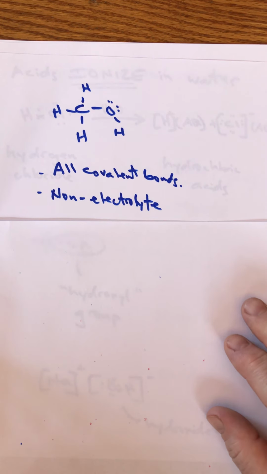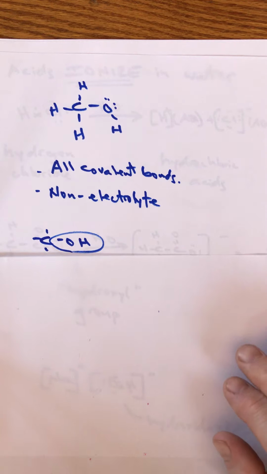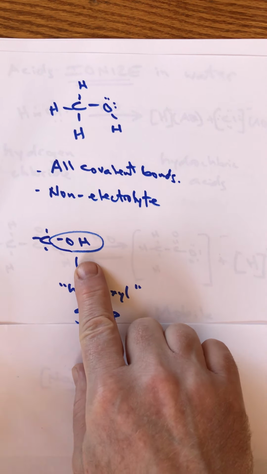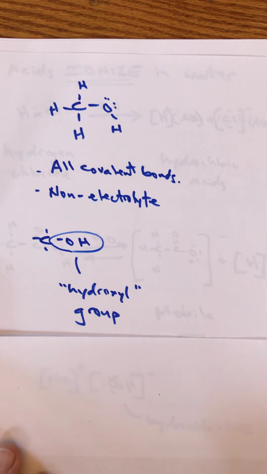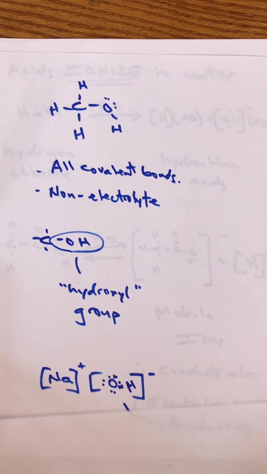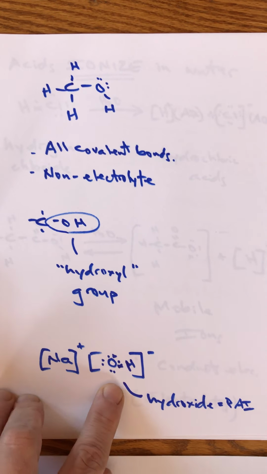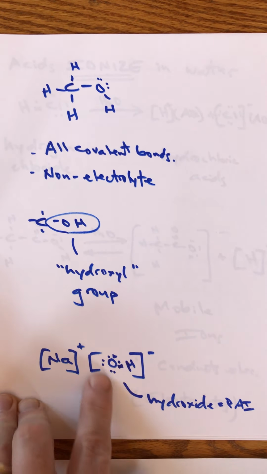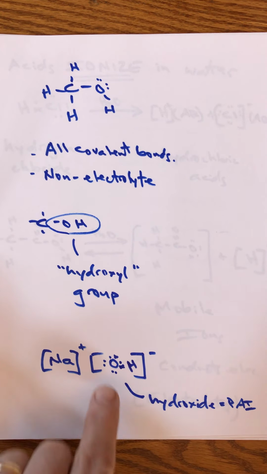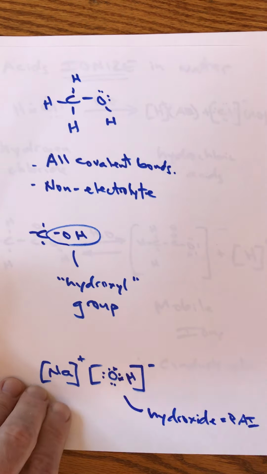This H does not detach. This OH does not detach. These are all covalent bonds. It's a non-electrolyte. It's a non-conductor of electricity. So they don't call this hydroxide. They call it a hydroxyl group, a functional group. Whereas in something like NaOH, this OH minus is an entire entity in and of itself. It's a mobile polyatomic ion in solution that would conduct electricity.